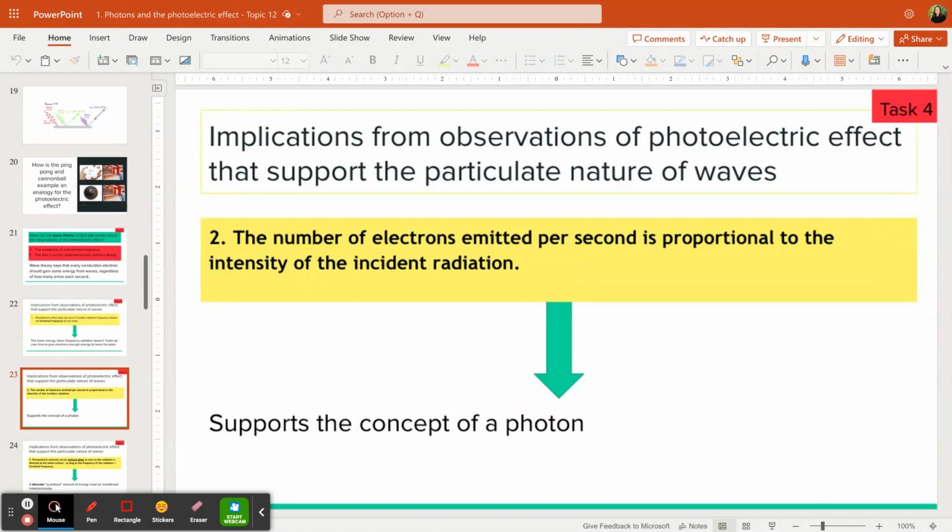The second observation, which is the number of electrons emitted per second being proportional to the intensity, supports this idea of a photon, because it basically supports an interaction of one photon with one electron. Because as the intensity of light increases, what we're saying is the number of photons in that surface area increases, meaning that each photon can interact with an electron. More photons means more electrons involved in the interaction.